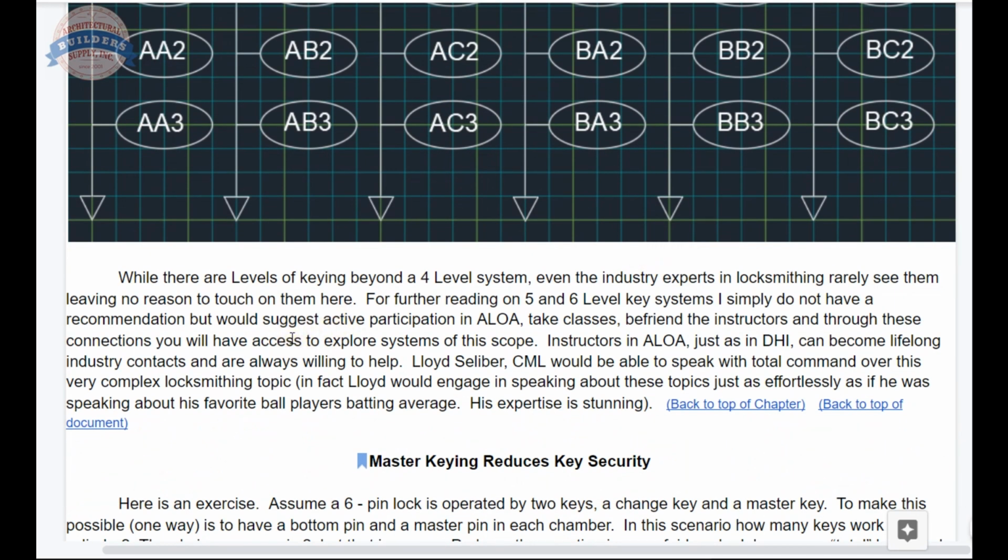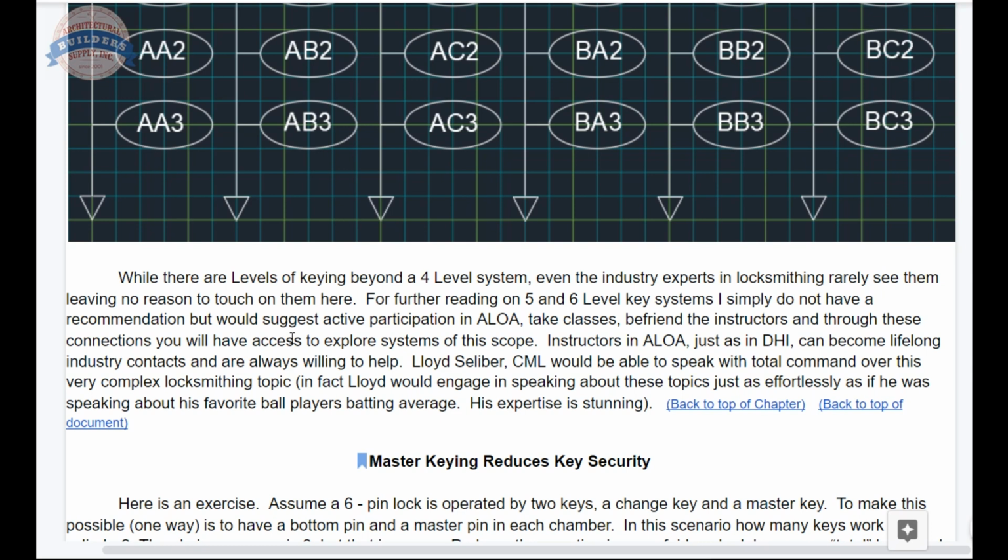While there are levels of keying beyond a 4-level system, even the industry experts in locksmithing rarely see them, leaving no reason to touch on them here. For further reading on 5 and 6-level systems, I simply do not have a recommendation. I would suggest active participation in ALOA. Take classes, befriend the instructors, and through these connections you will have access to explore systems of this scope, at least as an academic pursuit. Instructors in ALOA, just as in DHI, can become lifelong industry contacts and are always willing to help.